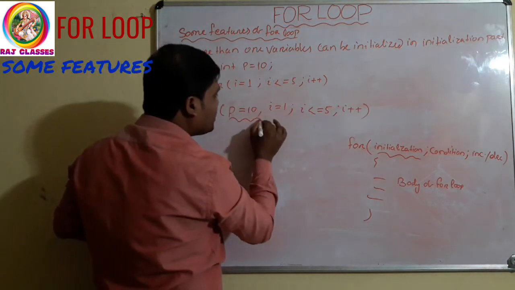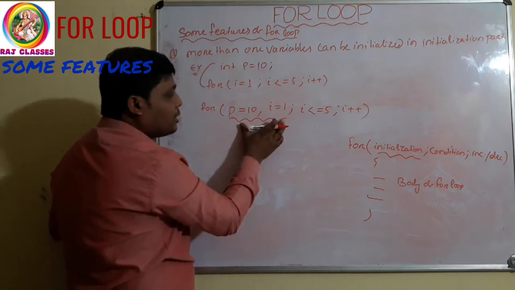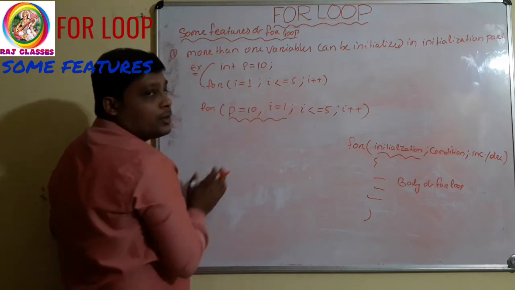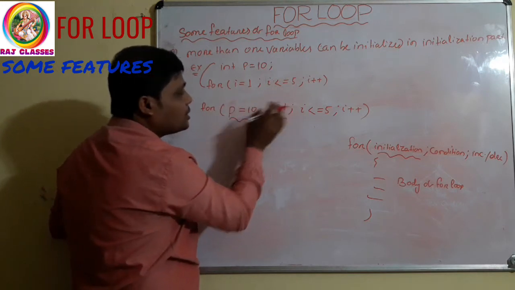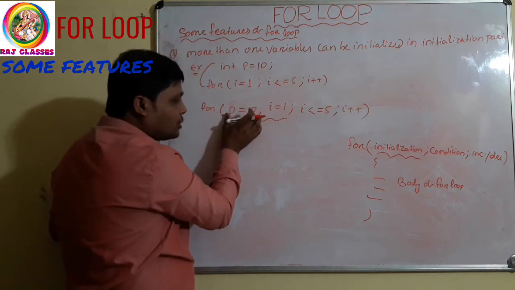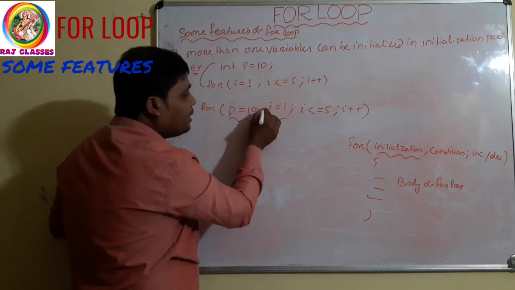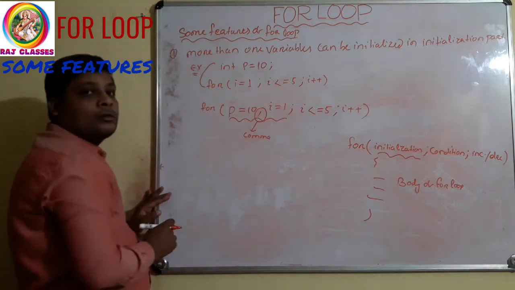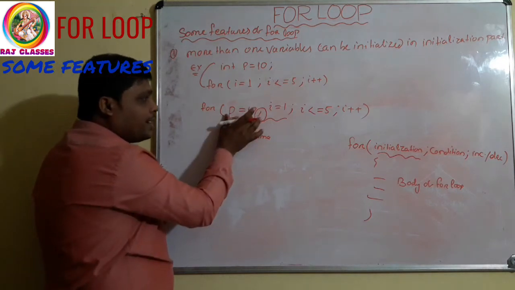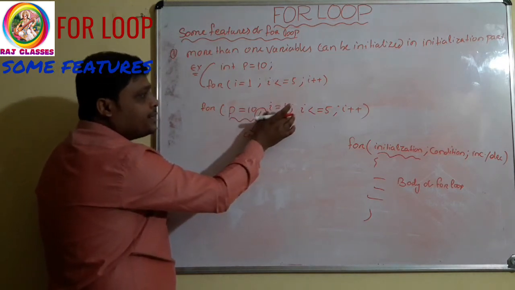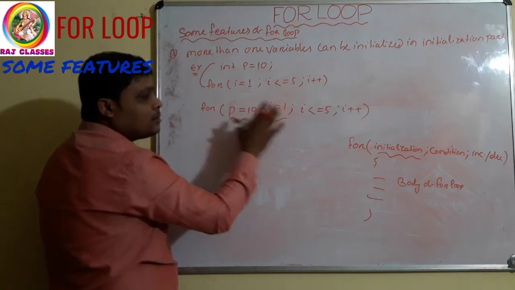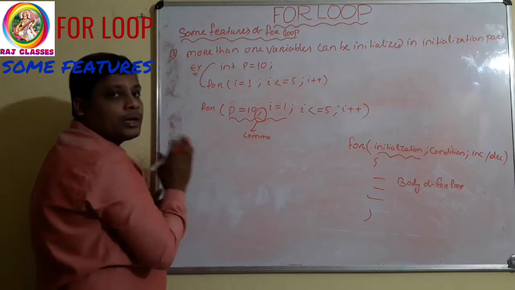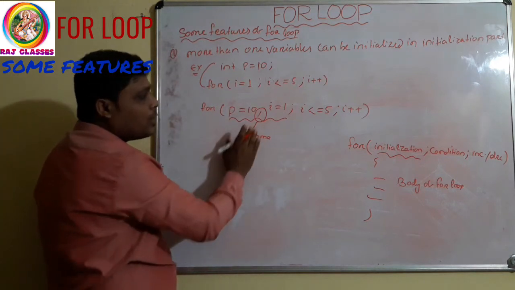Here, you just see the initialization part. Here I have written two initialization variables. I have initialized two variables here. And these two statements will be separated by comma. This is comma. So more than one initialization statements I can write in initialization part of for loop, but those statements will be separated by comma. This is comma operator.